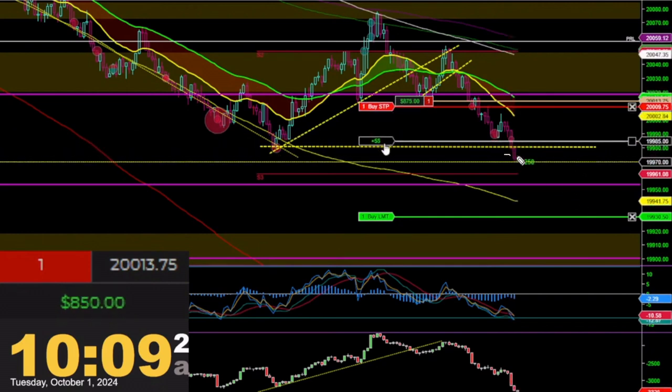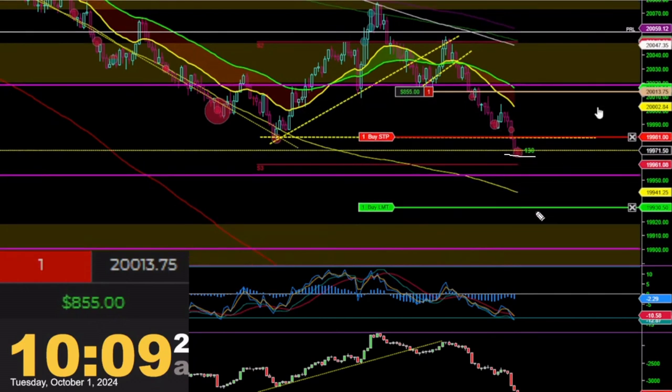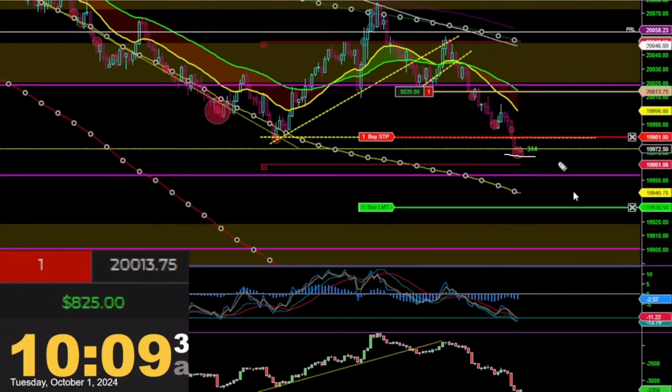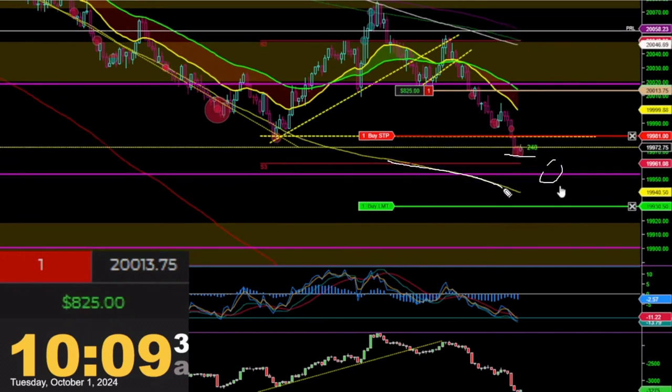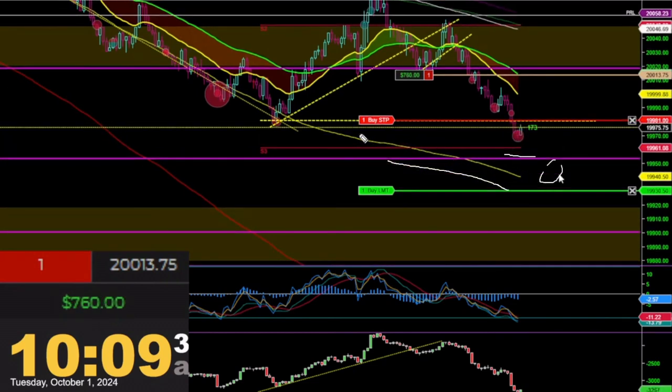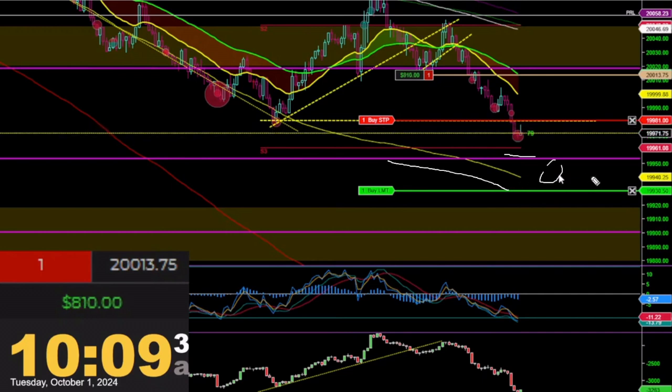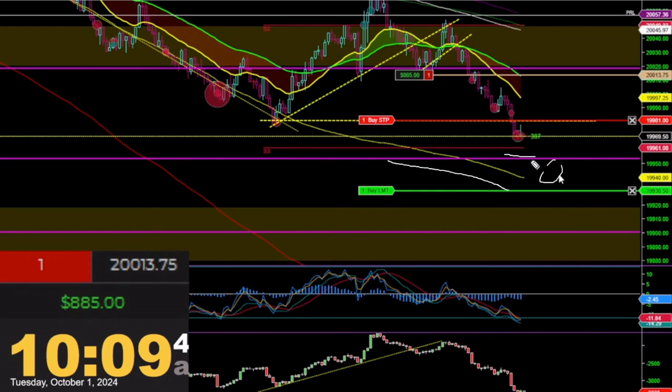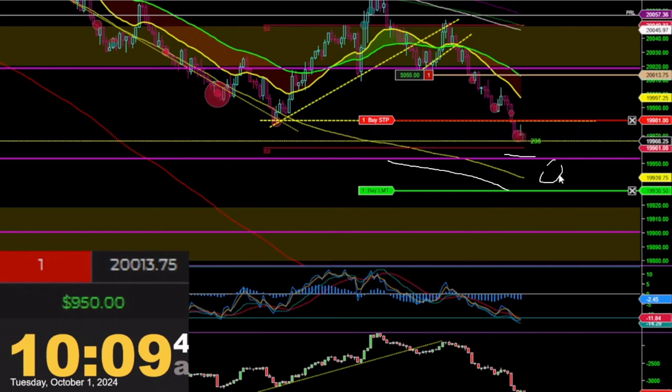Like I said, once we break this level, I'm gonna shoot down, put my stop right there just in case it decides to go down. But I still think it's gonna go down here. This is the second deviation, this yellow line here. The second deviation of the VWAP is a very strong, good magnet for the market to go to.